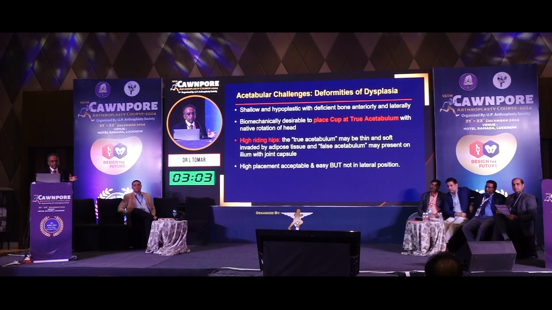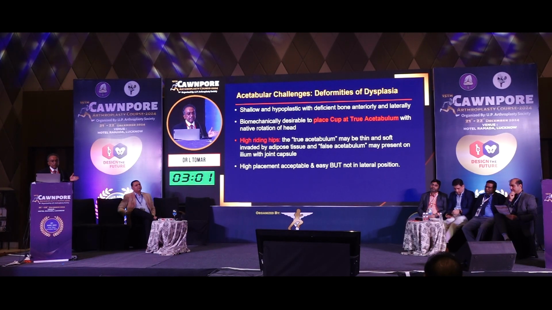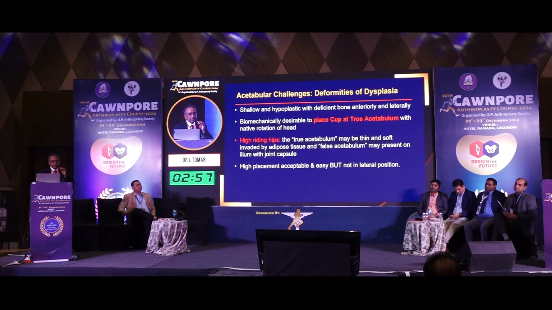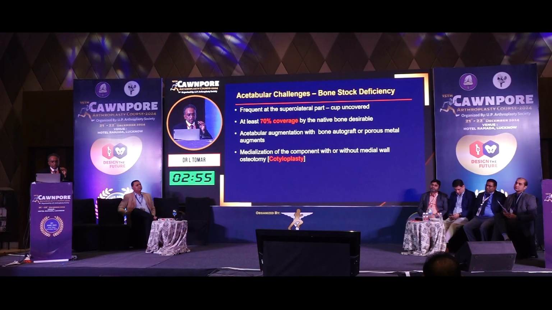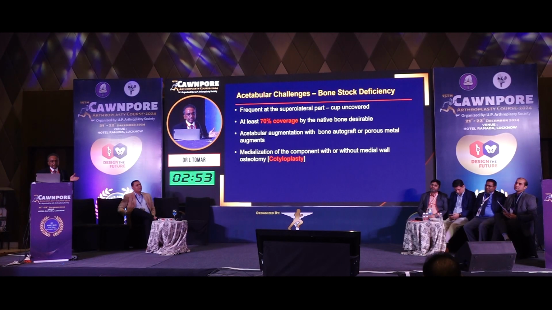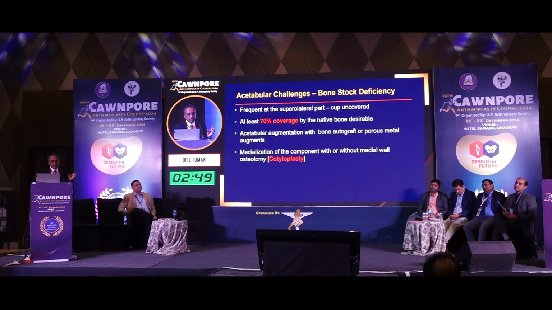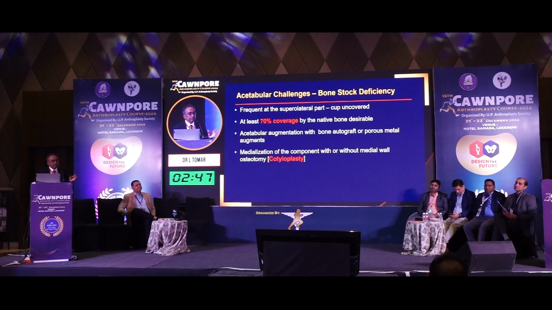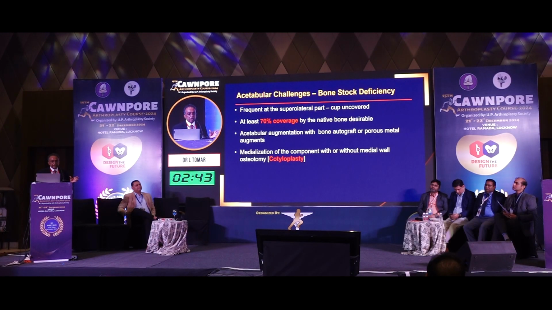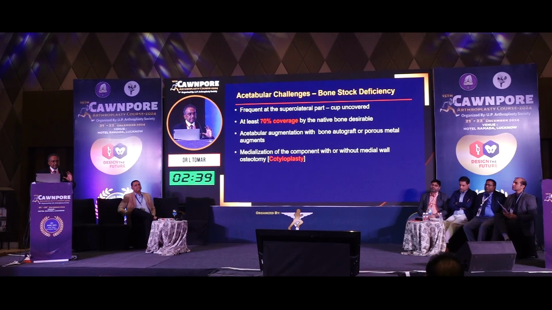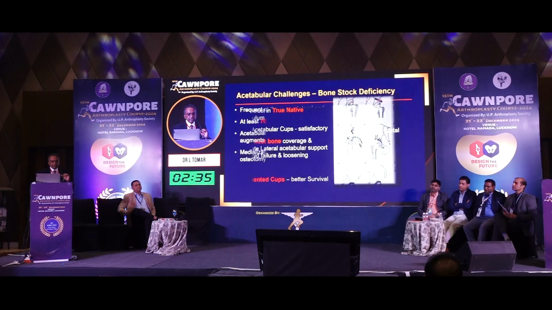Of course, the acetabular changes have already been discussed: shallow, hypoplastic, with deficient bone anteriorly and laterally. Our aim is to place the cup at the true native acetabulum. High riding hips are acceptable but not desirable. The acetabular changes again show bone deficiency superolaterally, and when we try to fix the cup, it remains uncovered. 70% coverage is required. We can take the help of acetabular augmentation, bone autograft, or porous metal augments, or sometimes we can medialize the component to achieve this 70% coverage.